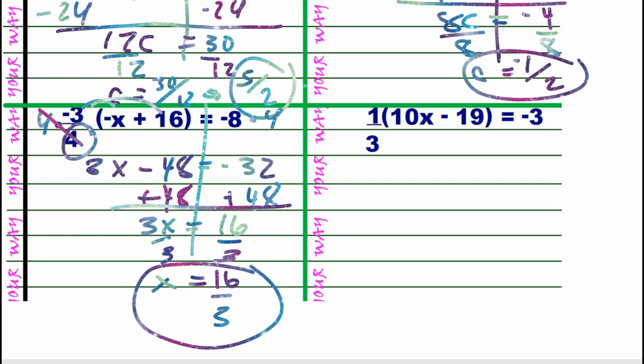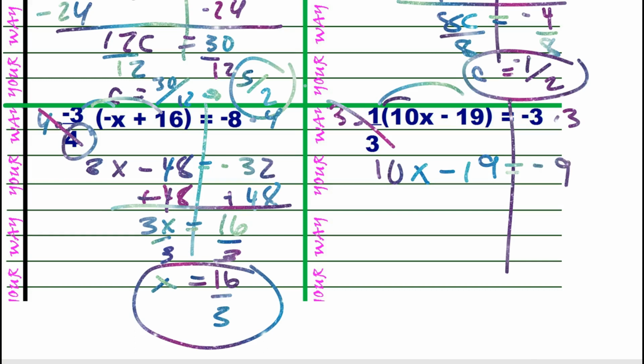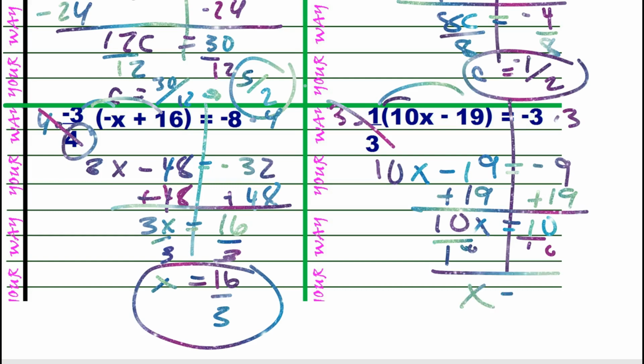All right, let's do our new shortcut way again. We're going to multiply by 3, multiply by 3, distribute this 1, distribute this 1. All right, I get 10x minus 19 is equal to negative 9. Then we add 19 to both sides. We get 10x is equal to a positive 10. Well, look at here. This is actually going to work out. Divide by 10. And we get x to be 1.